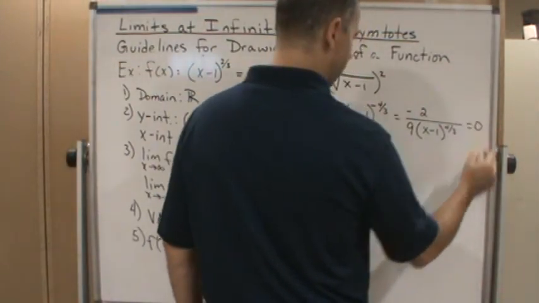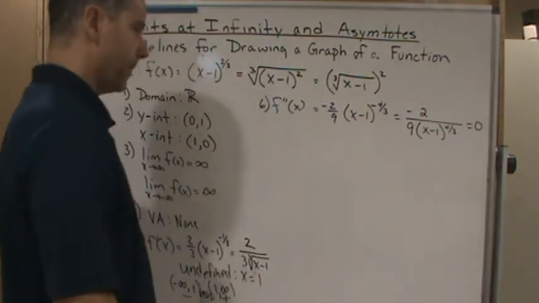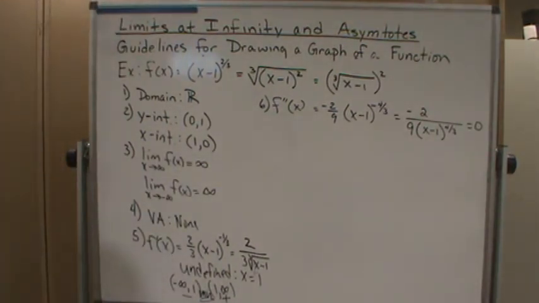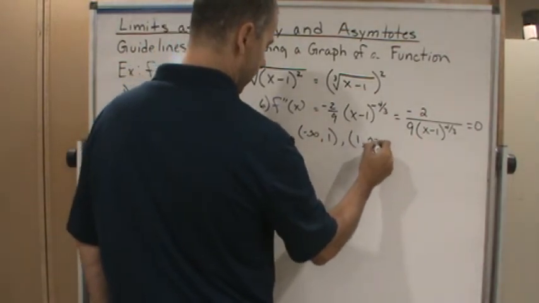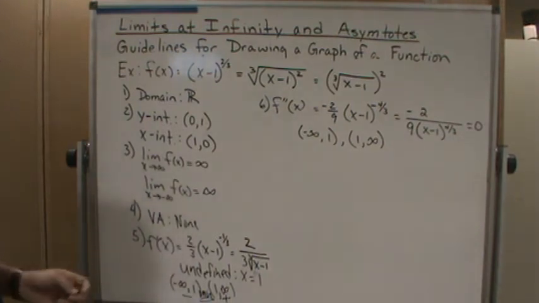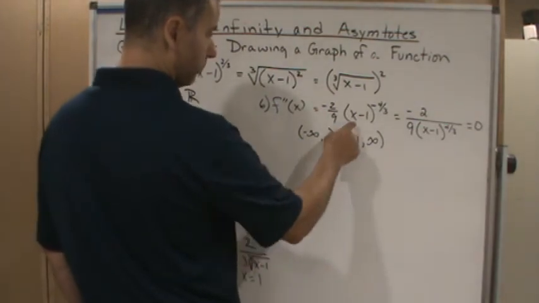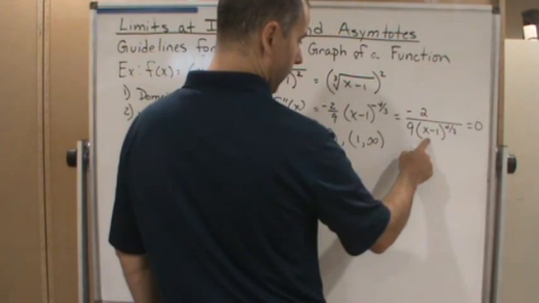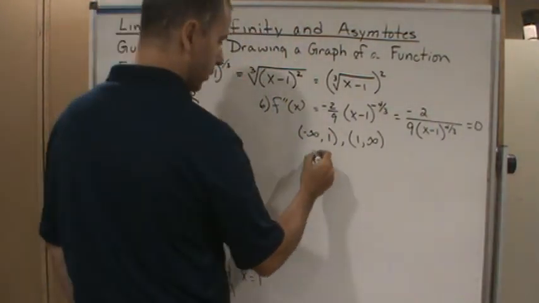It's never going to be equal to 0, and it's undefined at x equals 1. So we're going to split it up into the two intervals again, negative infinity to 1 and 1 to positive infinity. The thing is, 1 is in the domain. On this side, if I put in 0, I get a positive number on the bottom, a negative number on top. So this is negative, which means it's concave down.